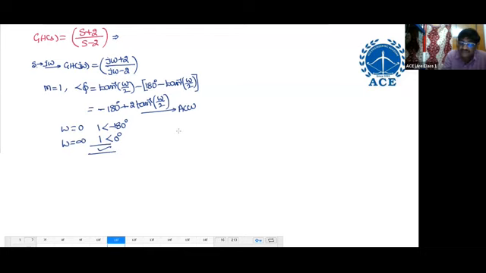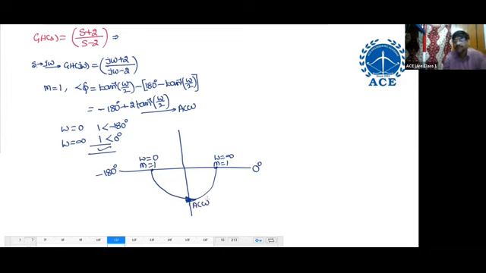Now draw the plot. Where does it start? Minus 180. Where does it end? 0 degrees. What is the magnitude? 1. At omega 0, the magnitude is 1, and at omega infinity also 1. Now draw the direction: anti-clockwise. That's all.